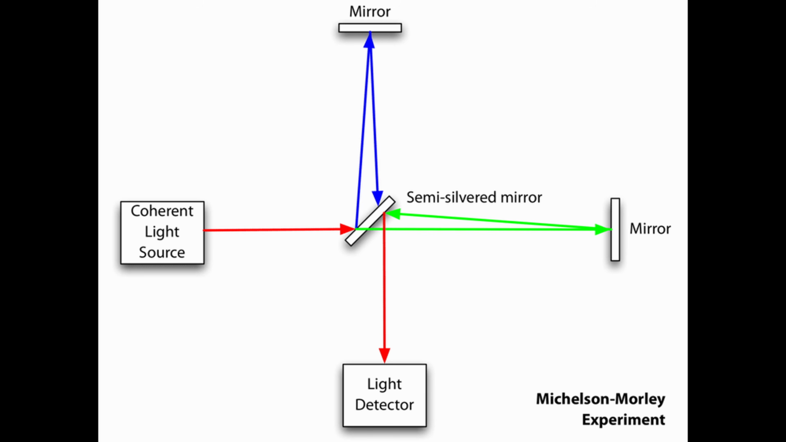For their experiment, they split the beam of light into two and sent the two beams into perpendicular directions. Using mirrors, they reflected the beams back to the starting point. Because the beams had traveled the same distance but perpendicular to each other, they should be affected differently by the ether and would return to their starting points at different times.